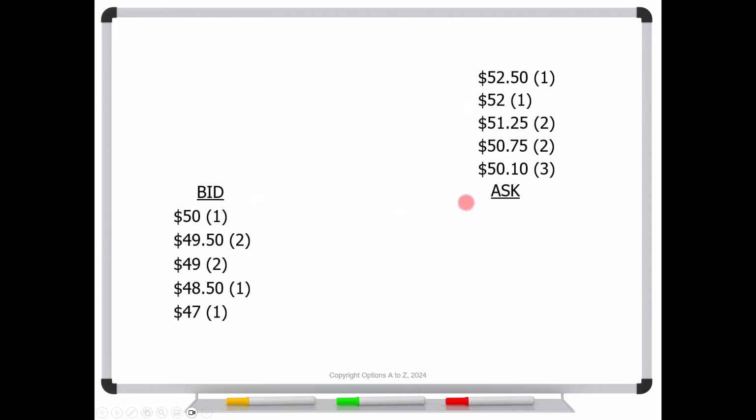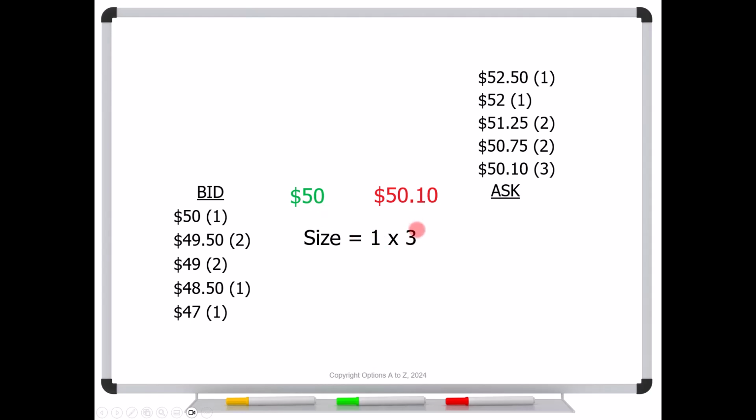Now, when you're looking at your broker's platform, what you're seeing is the highest bid and the lowest offer. It's called the inside quote. So you're going to see 50, that's coming from the top of the stack over here, and you're going to see $50.10 coming from the bottom over here. You will also see a figure called the size that's reported as two numbers. The first number corresponds to the bid, the second number to the ask.